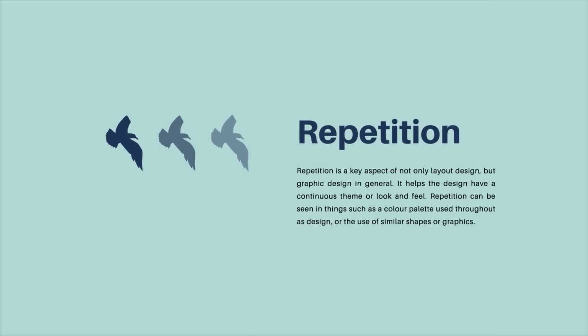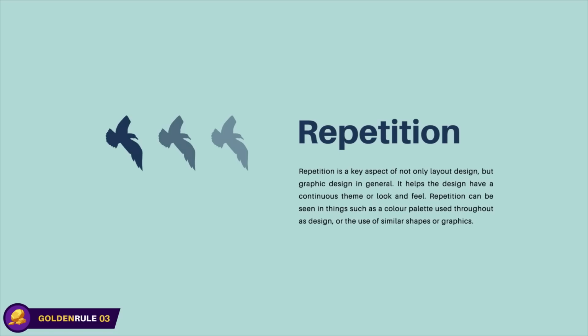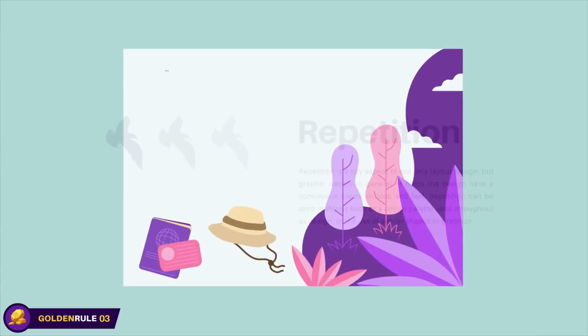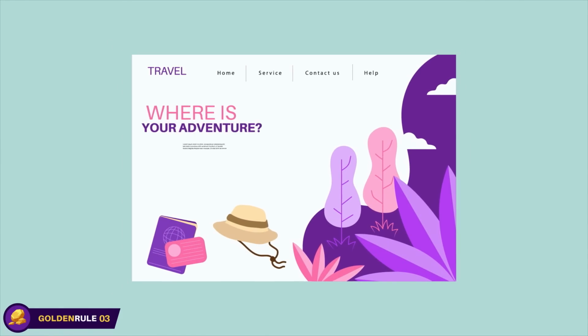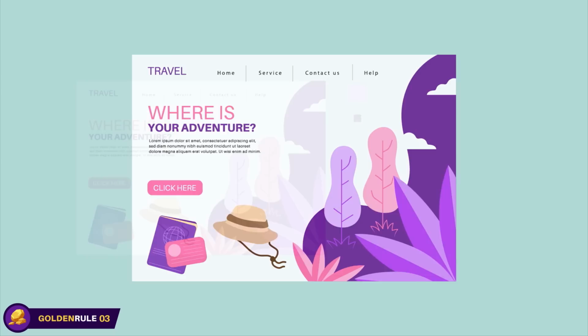Now repetition is a key aspect of not only layout design, but just graphic design in general. It helps a design have a more continuous theme or look and feel. Repetition can be seen in things like the color scheme used throughout your design, or the use of similar shapes and graphics. Now here is another landing page design, and what kind of repetition can you see in this example?